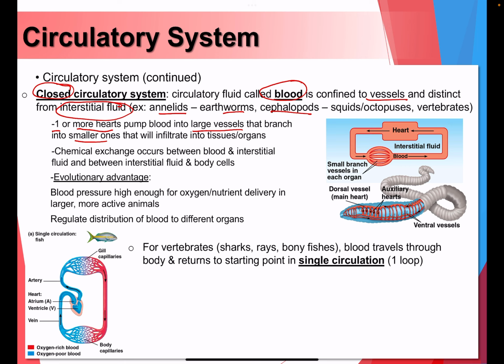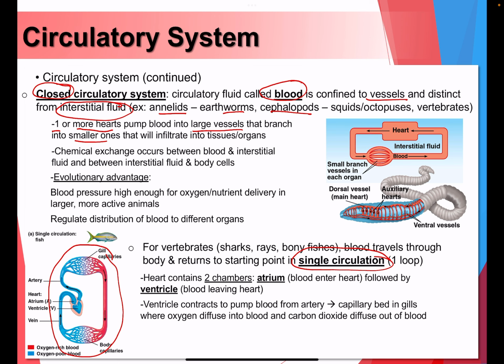All right, so let's talk about some of the closed circulatory systems we have in different animals. For vertebrates, even within vertebrates itself, there are different types of closed circulatory system. For sharks, rays, and bony fishes, which are usually your aquatic animals, blood travels through the body and returns to a starting point in a single circulation. Only one loop of blood vessels is what we're talking about when we say single circulation. Just one loop around the entire circulatory system.